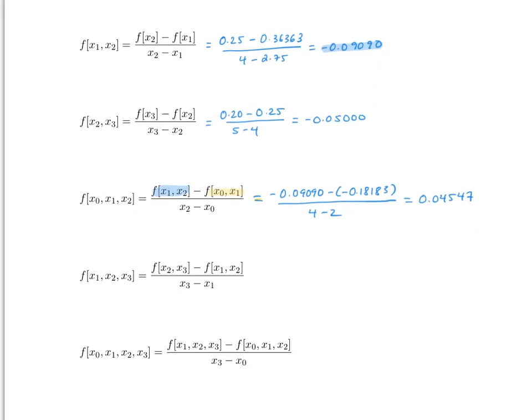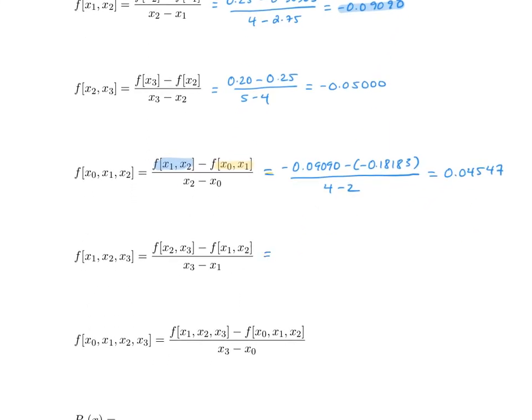All right, let's go to the next second divided difference. So then this will be minus 0.05, which is this value right here, and then minus minus is going to give you plus, so it will be 0.09090, everything divided by 5 minus 2.75, and this is equal to 0.01818.